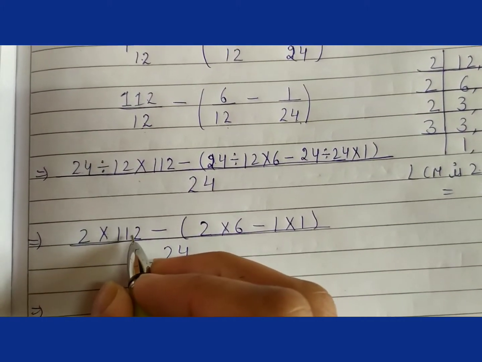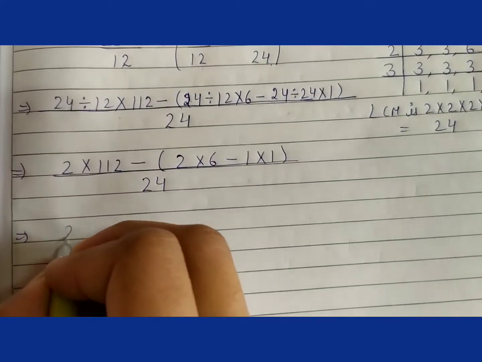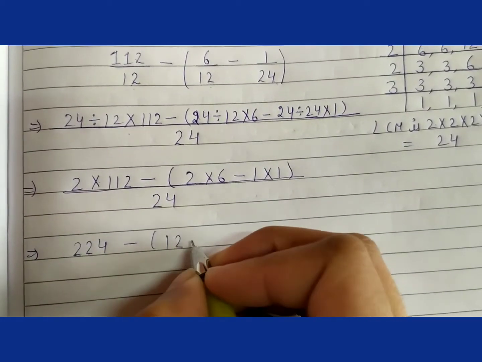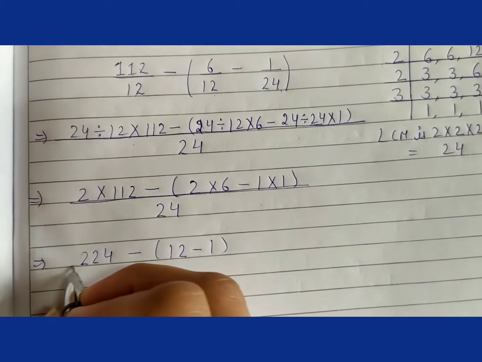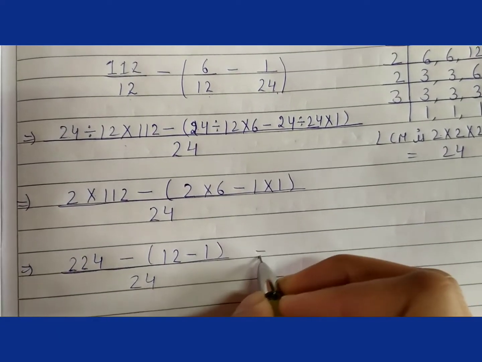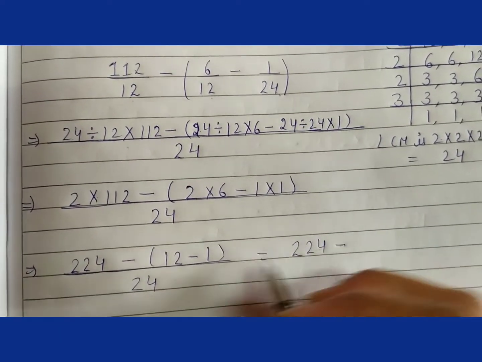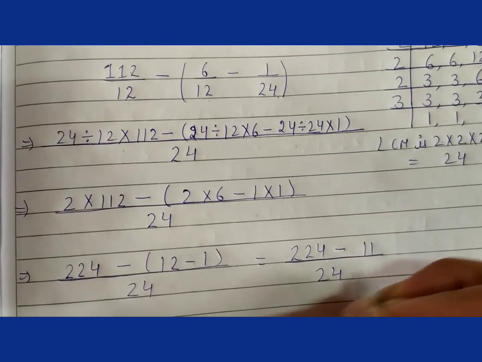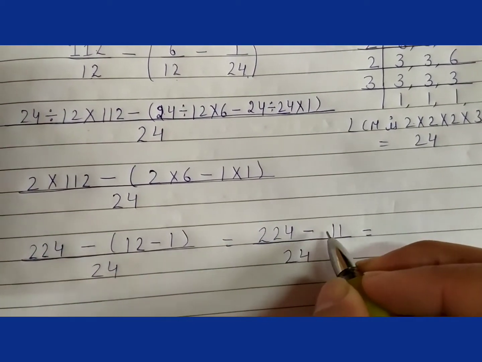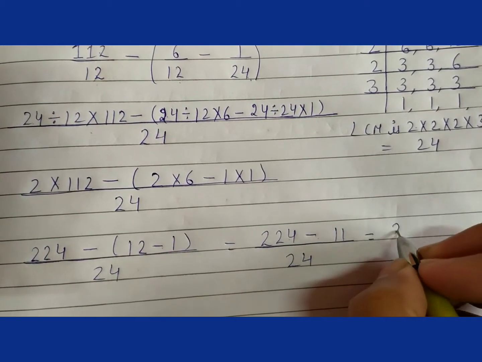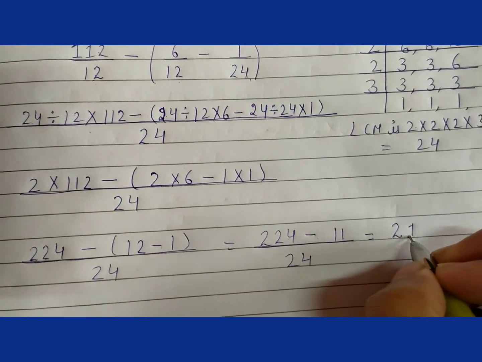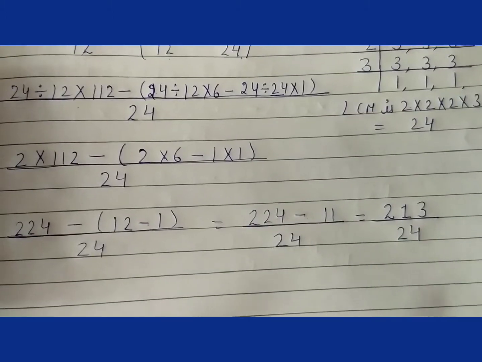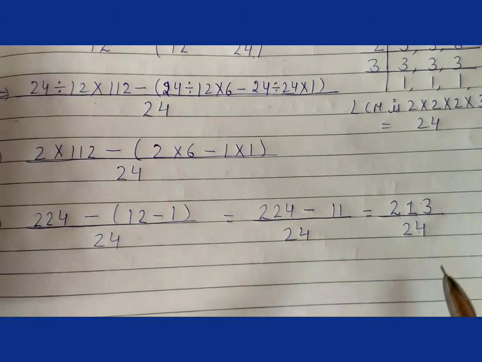2 multiply 112 is 224 minus 2 multiply 6, 2 6s are 12, minus 1 multiply 1, 1, upon 24. 224 as it is, subtract 12 minus 1, 11, upon 24. 224 minus 11, your answer is 213 upon 24. Children, both numbers are divisible by 3.